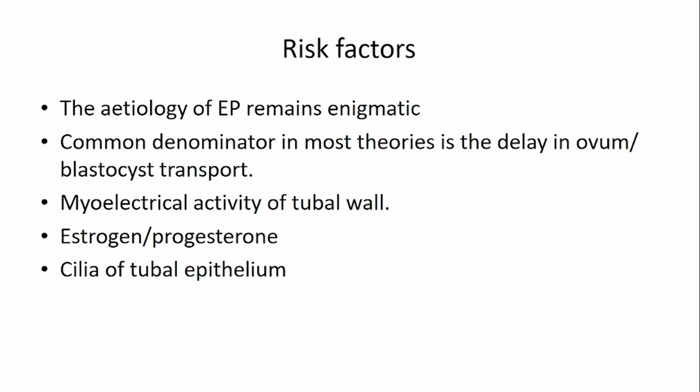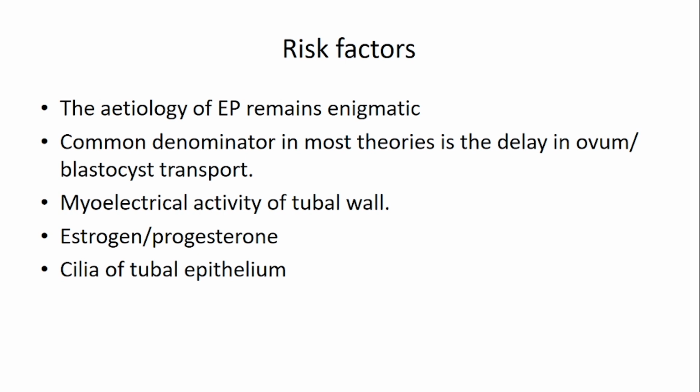What are the risk factors? The risk factors of ectopic pregnancy remain enigmatic, but the common denominator in most of the theories is that there is delay in ovum or blastocyst transport. We all know that the myoelectric activity of the tubal wall propels the ovum from the fallopian tube into the uterine endometrium. When it is fertilized, it needs to be transported. So anything that affects the myoelectric activity of the tubal wall may cause a delay, and therefore the developing blastocyst may become big and get implanted.